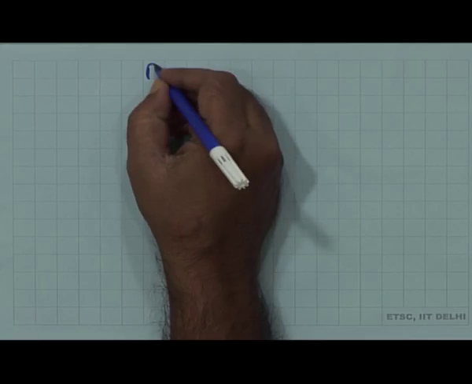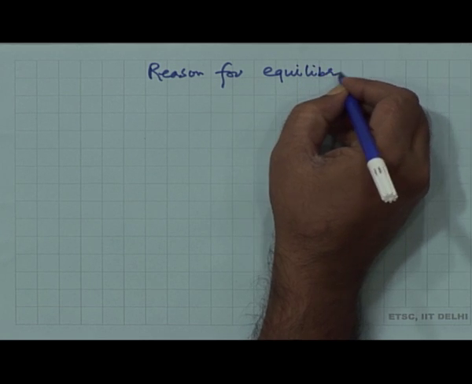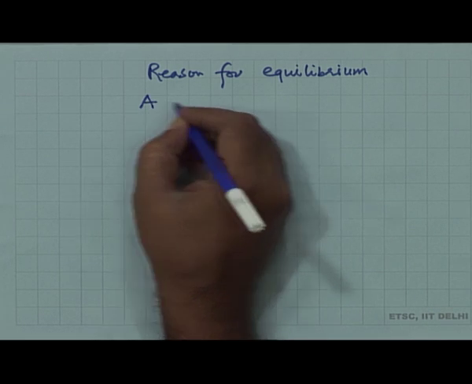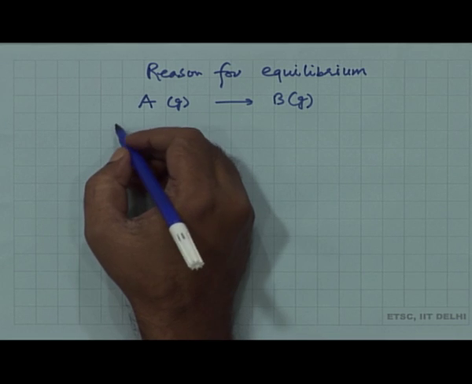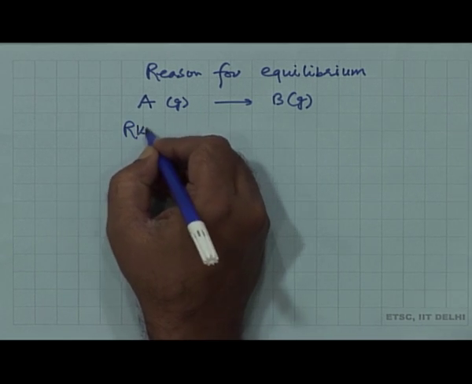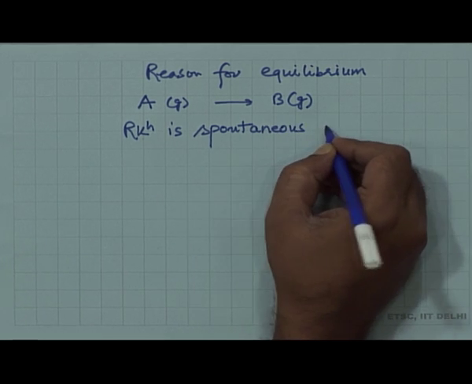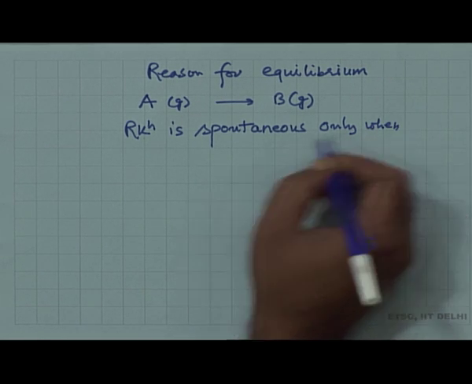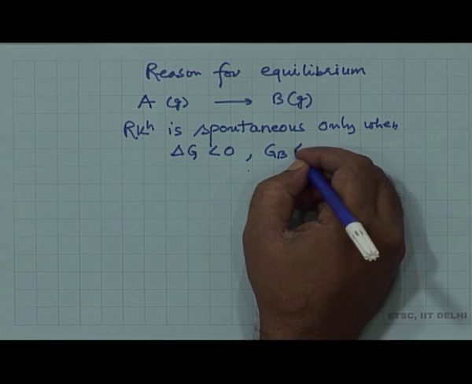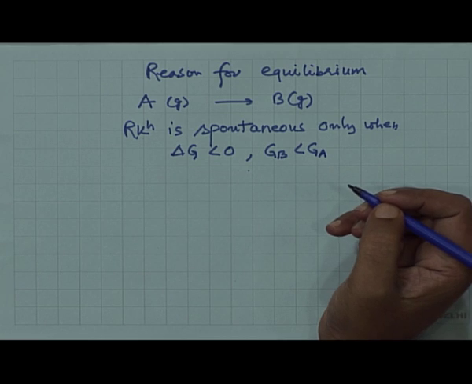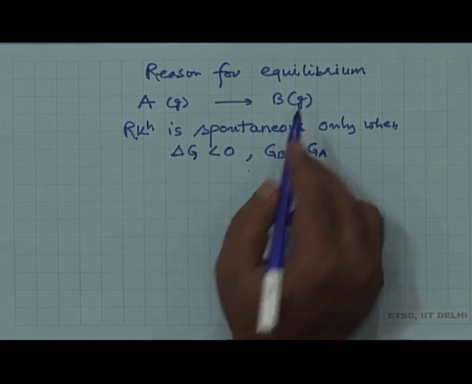Now, let us talk about why equilibrium happens. Reason for equilibrium. So, suppose we are talking about this reaction, A gas to B gas. From thermodynamics, we know that this reaction is spontaneous only when delta G is less than 0. What does that mean? G B is less than G A. So, when G B is less than G A, the reaction is spontaneous.